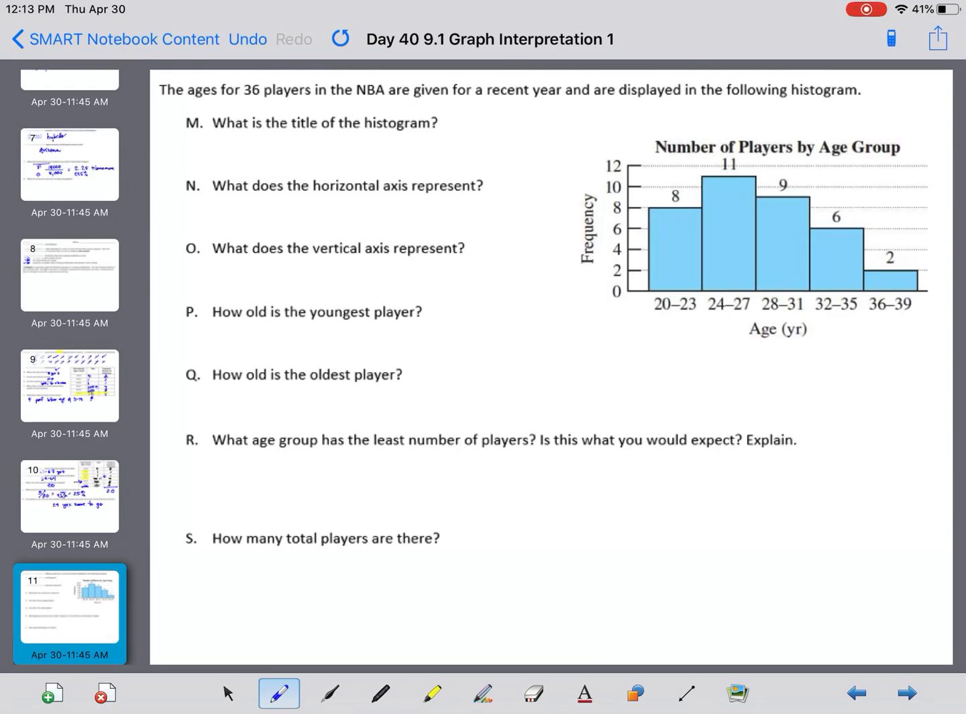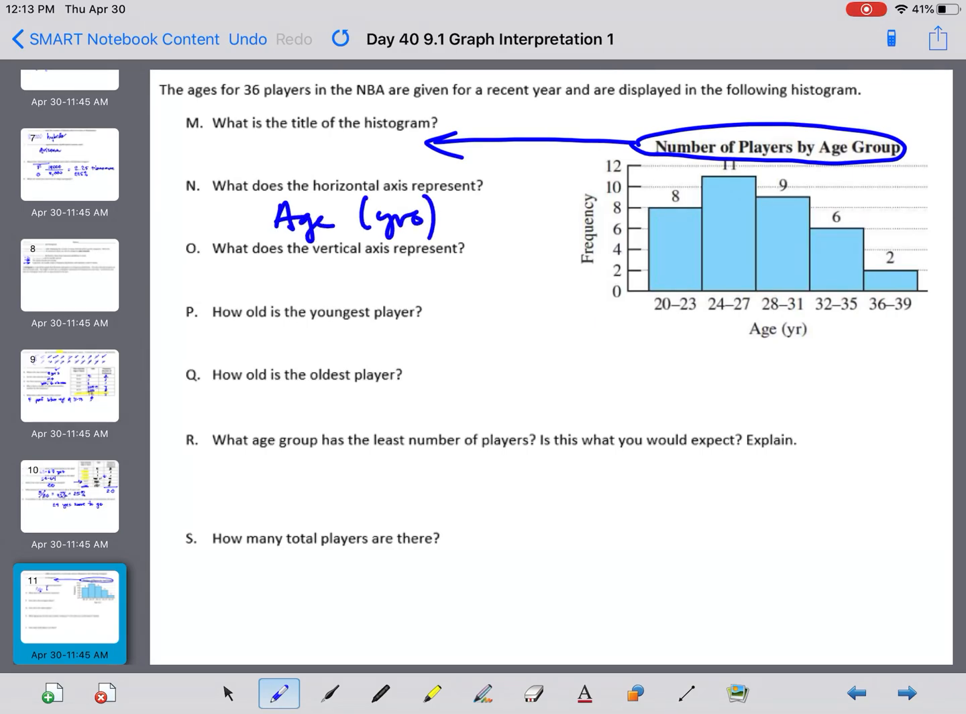And then let's just answer some questions. So what is our title of our histogram? Well, here's our title. It's going to be the number of players by age group. For N, what does our horizontal axis represent? This would be our age in years. And our vertical axis is going to be the frequency. So all that means is how often does something occur.